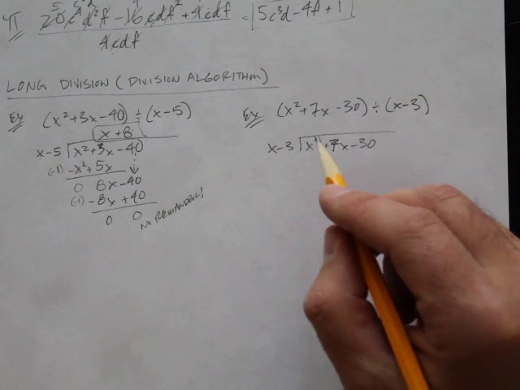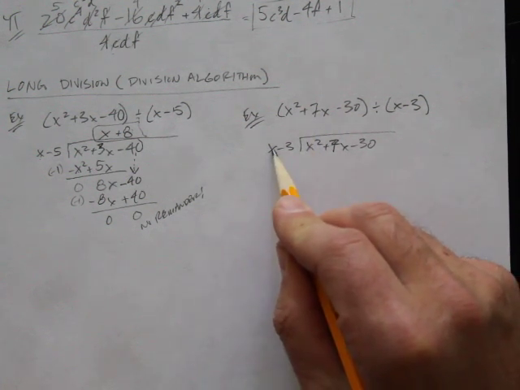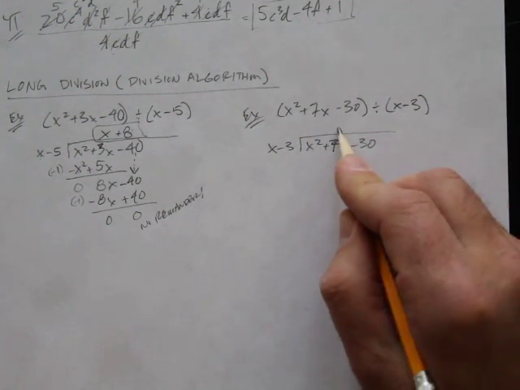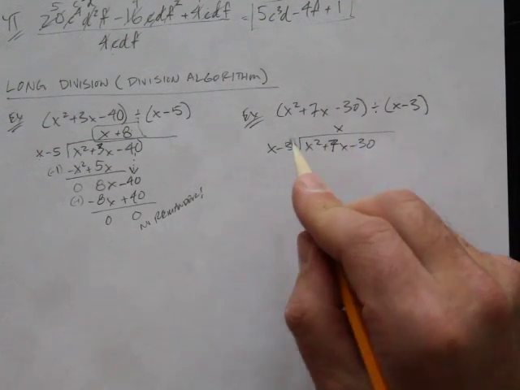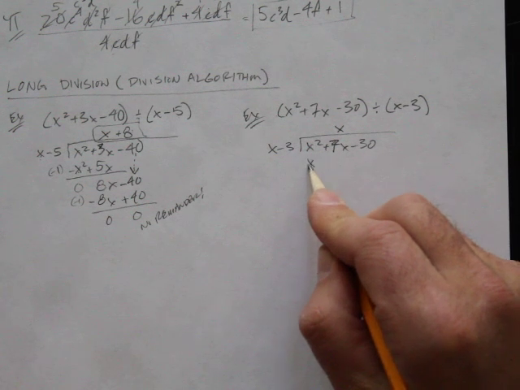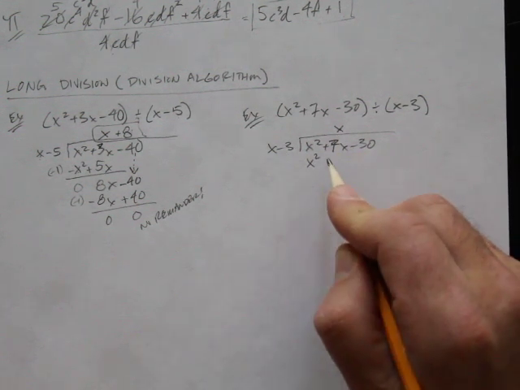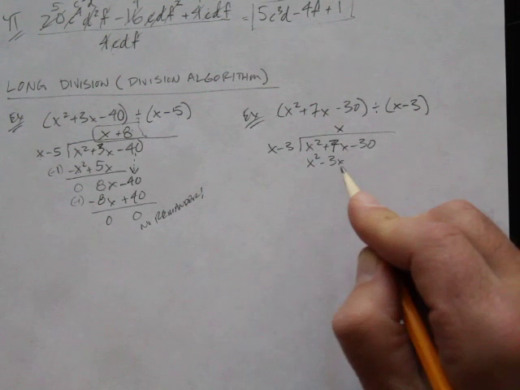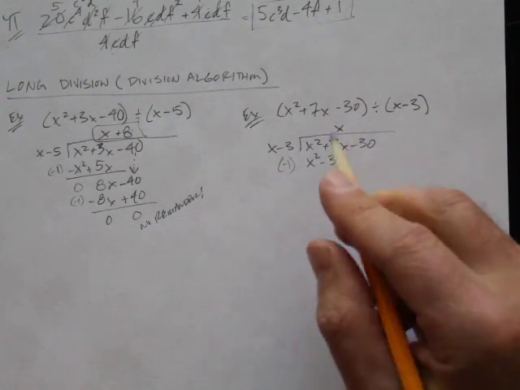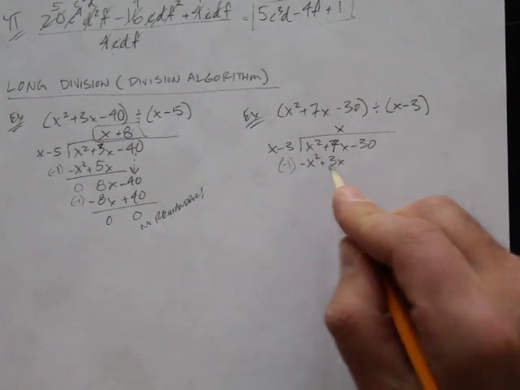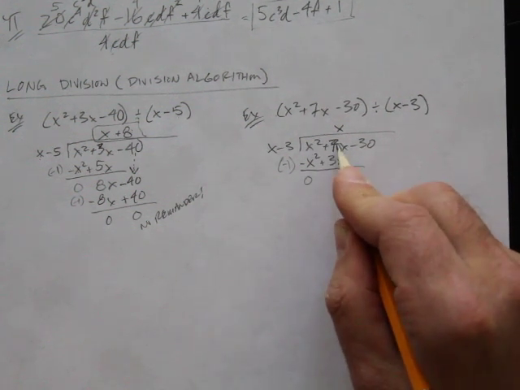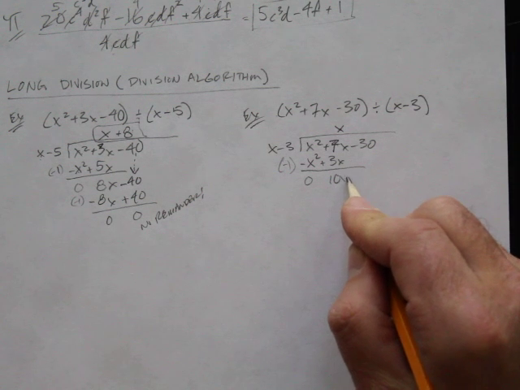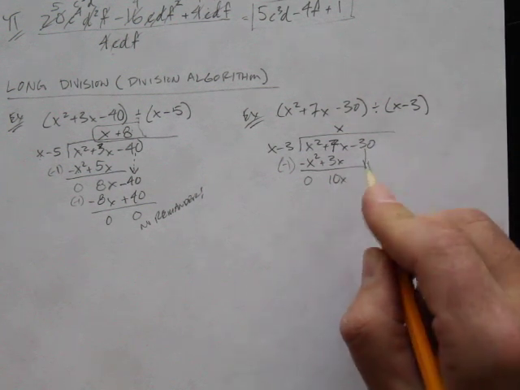Okay, so now I think, what do I have to multiply by x to get x squared? It's just x. So same as the last one. Now I multiply. X times x is x squared. X times negative 3 is negative 3x. Multiply by negative 1, so I get negative and positive right there. So those go away to be 0. 7x plus 3x is 10x. Bring down the negative 30.